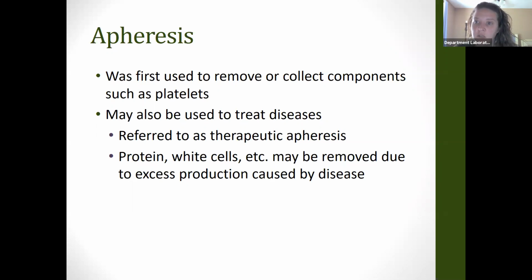Waldenstrom's macroglobulinemia is another condition, because of those very large IgM molecules in the patient's circulation. They might decide to do a therapeutic plasmapheresis to remove those very large IgM, which could decrease the viscosity and decrease the stress on the heart. So that's another example where they might do a therapeutic plasmapheresis.